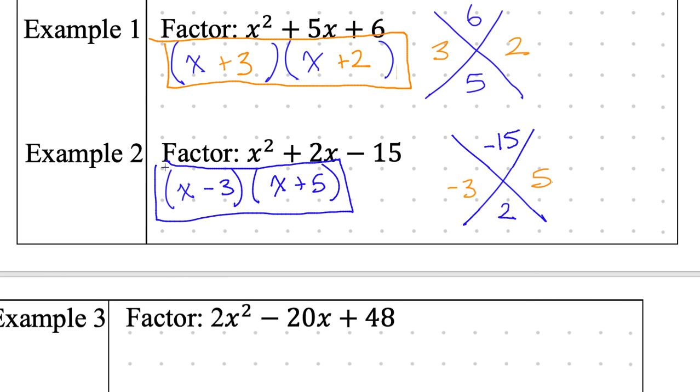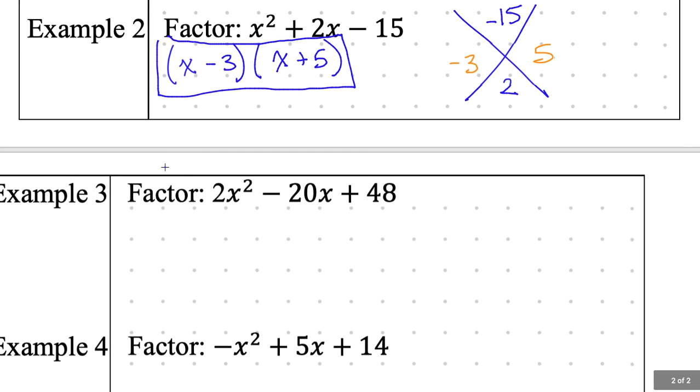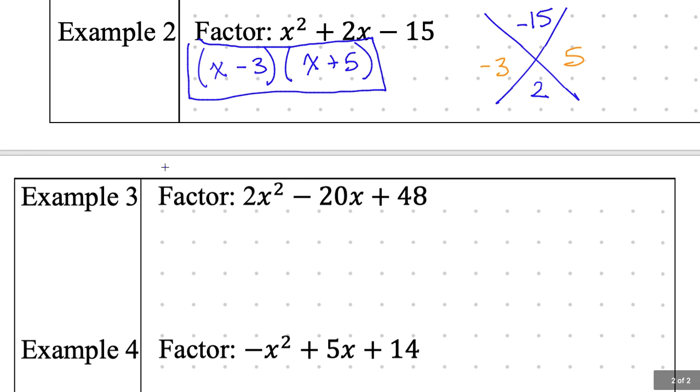All right, let's try a harder one. Example number 3. Wait, Mr. Sindel, we can't do that. The leading coefficient, it's 2. We're not allowed to have that. You're right. So what should we do? Can't do it. Yeah, just give up, right? No. Okay, what do we do?